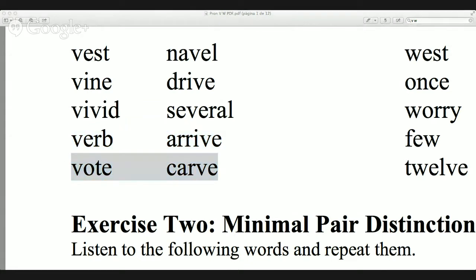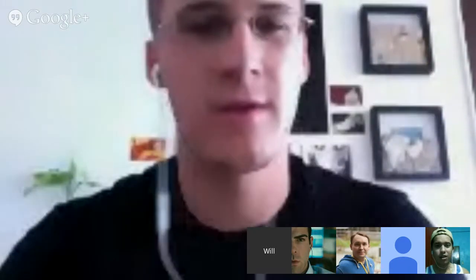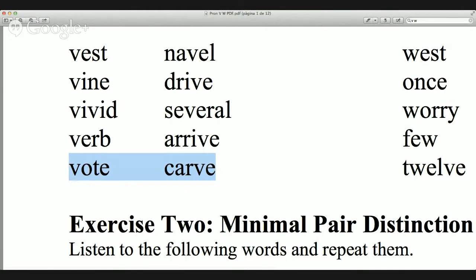Here we go. Vote and carve. Albus, we'll start with you again. Vote, and what is the last one? Carve. So that one's the most. Carve. Good. And Jade. Vote, carve. Good. Pavel. Vote and carve. Good. Peter. Vote, carve. Wonderful.